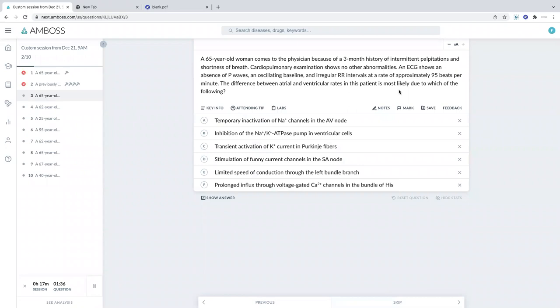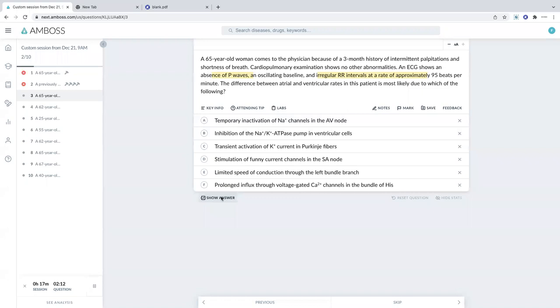Which one did you guys choose for this answer, number three? Fast answers, please. A 65-year-old woman comes to the physician for a 3-month history of intermittent palpitation. CPR shows no abnormality. ECG shows an absent P wave. Which one did you guys choose? Absent P wave and irregular RR intervals. What does this mean? The difference between the atrial and ventricular rates in this patient is most likely due to which of the following? Very good.